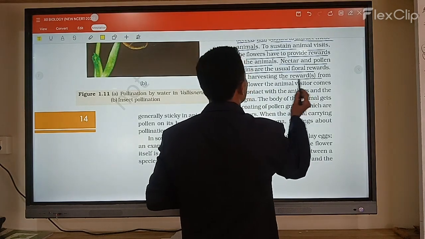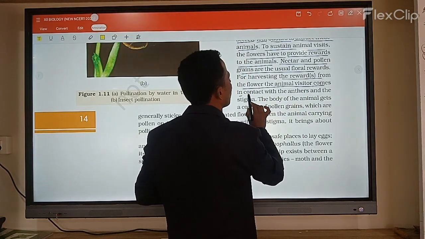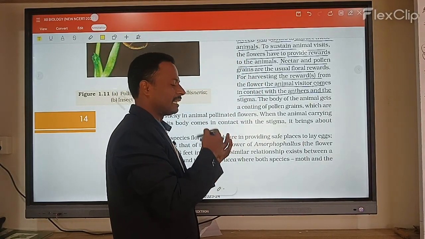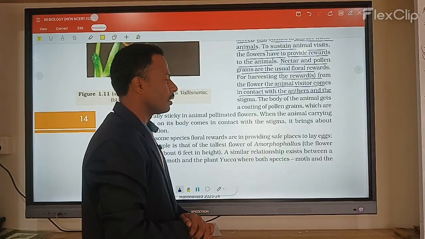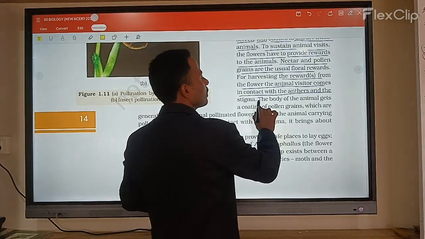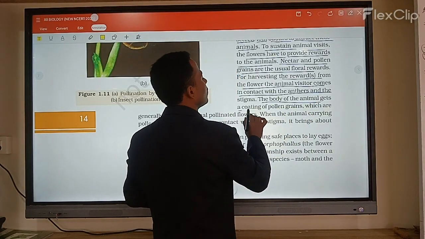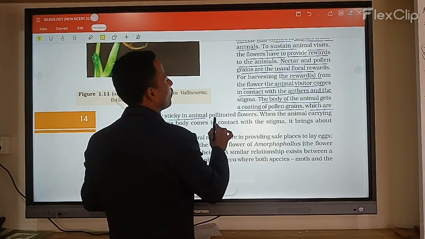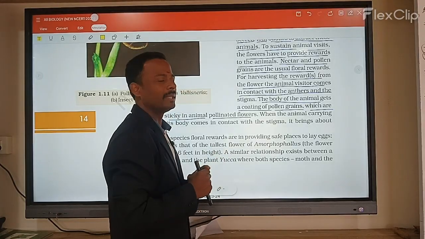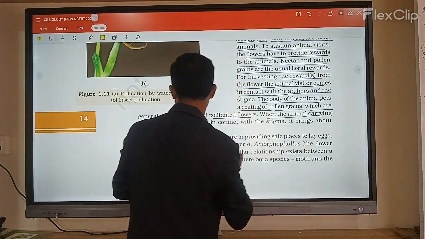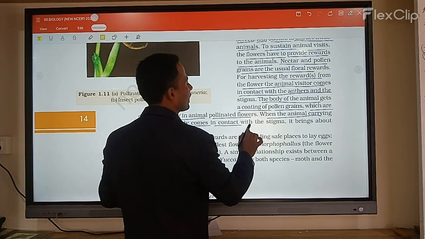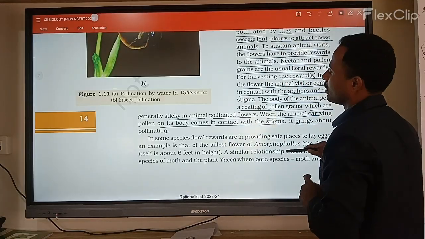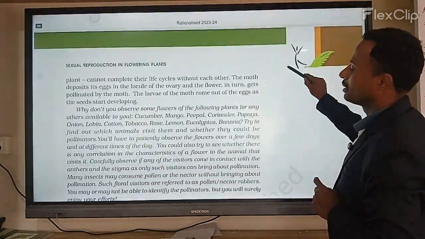For harvesting the rewards from the flowers, the animal visitor comes in contact with the anther and the stigma. So they easily carry the pollen from one flower to another. Next, the body of the animal gets a coating of pollen grains, which are generally sticky in animal pollinated flowers. When the animal's body comes in contact with the stigma, it brings about pollination. Carrying pollen from one place to another, pollination takes place.